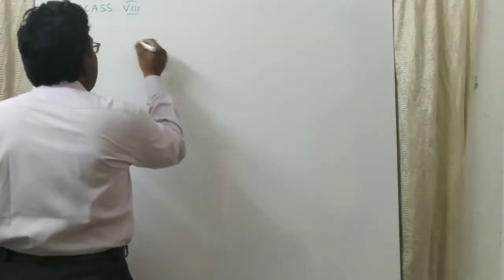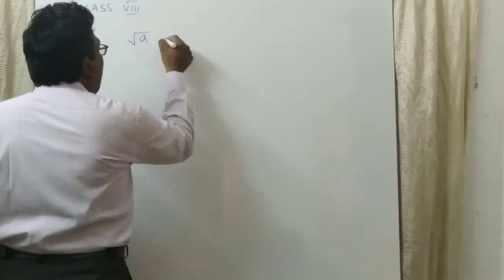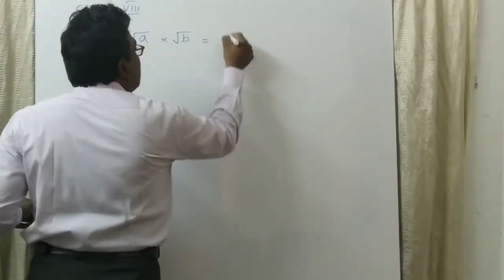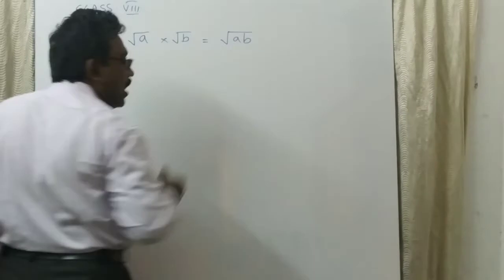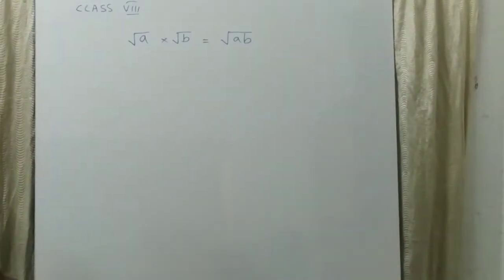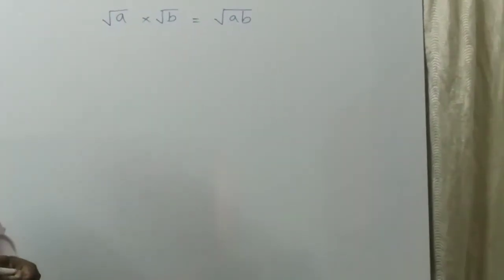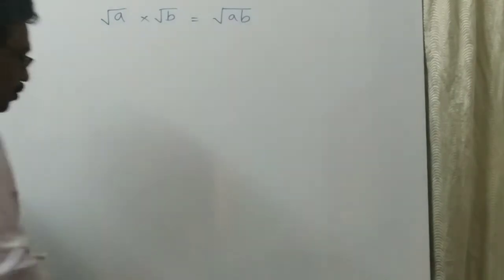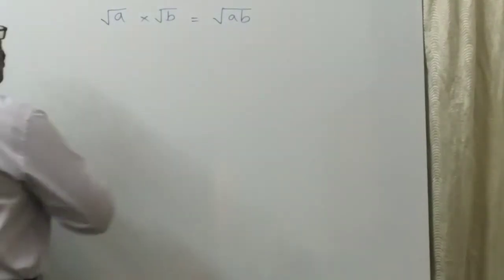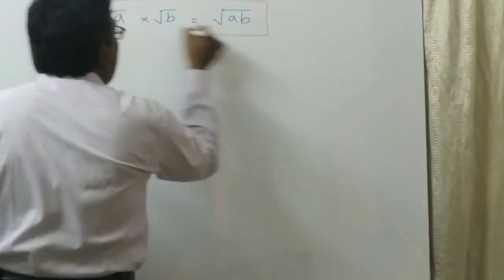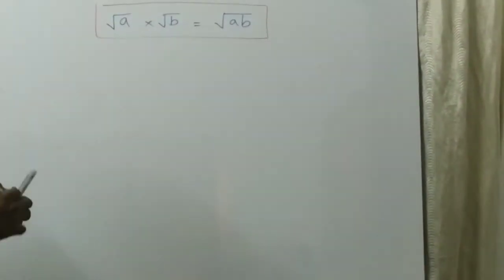That is, root A into root B is equal to root of AB. The first property is root A into root B is equal to root of AB. This is property number 1. We will discuss some examples of this property.